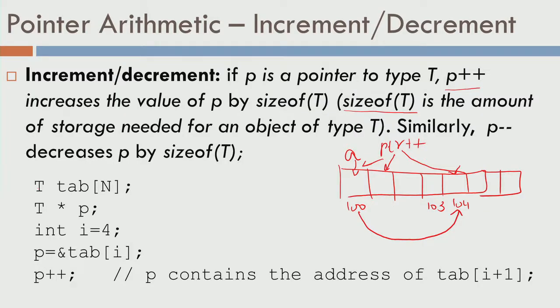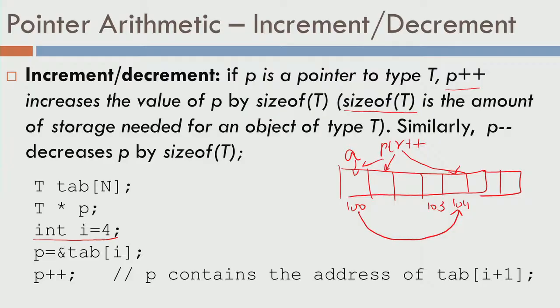So, let us go back to the slide. If we have data type T tab of n and a declaration T star P, you can substitute T with int, char, float, whatever you want. T itself is not a valid data type. Let us say int i equals 4. If I do P equals ampersand of tab of i, i is 4, so ampersand of tab of 4 will make me point to the 4th entry in tab.